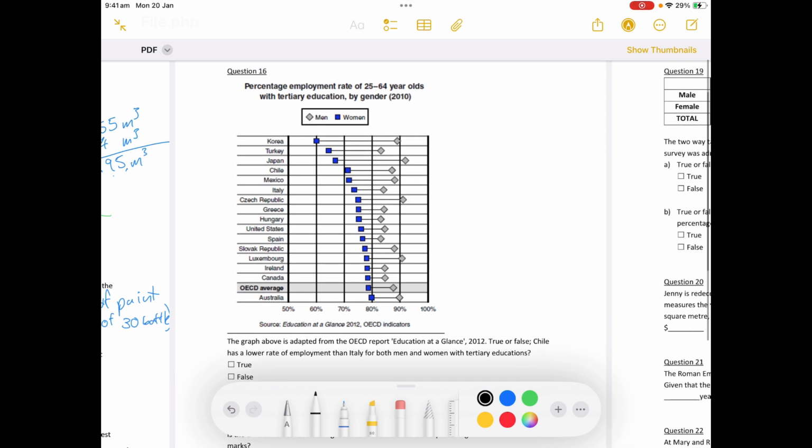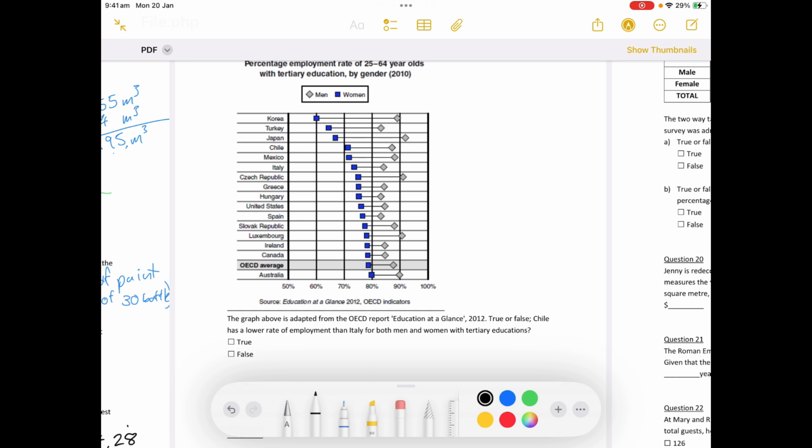Question 16. Alright, so I've got a graph, and this graph is about the employment rate of 25 to 64-year-olds with tertiary education, and it's by gender. Alright, so I've got different countries I can see, and percentages at the bottom, men, women. Alright, let's read what I need to answer. The graph above is adapted from the report in 2012. True or false? Chile has a lower rate of employment than Italy for both men and women with tertiary education.